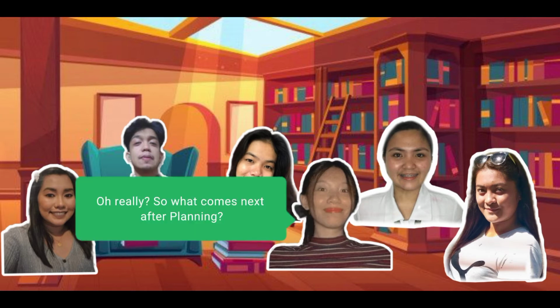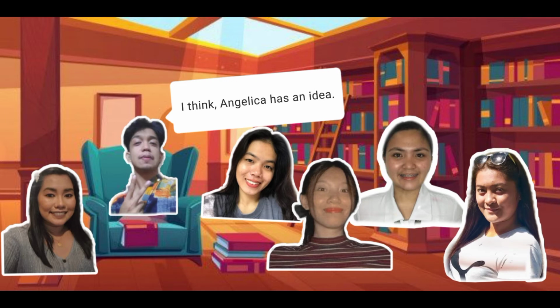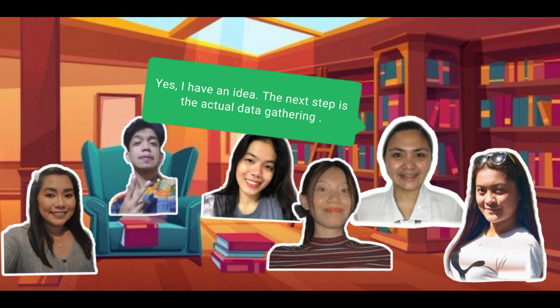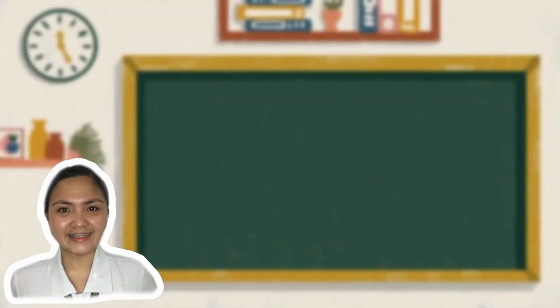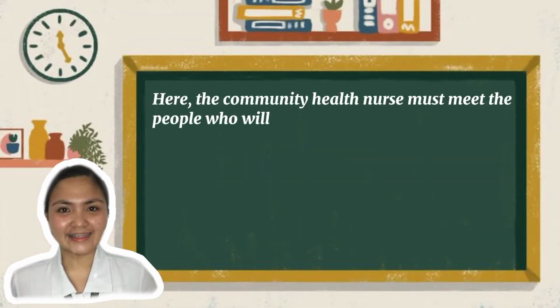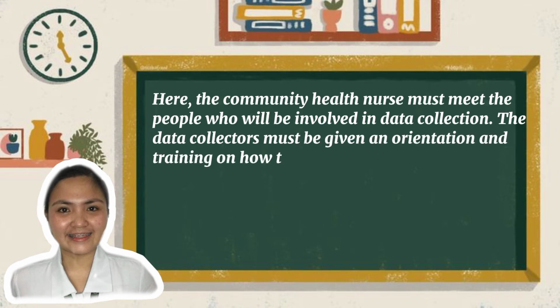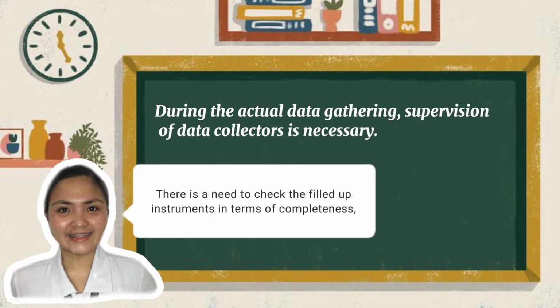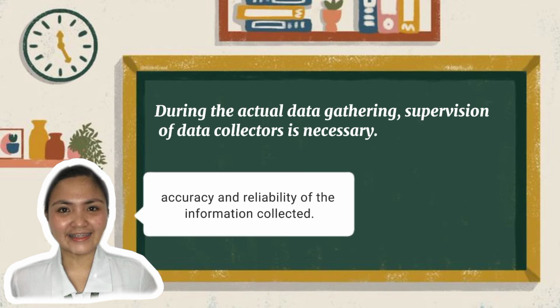Oh, really? So what comes next after planning? I think Angelica has an idea. Yes, I have an idea. The next step is the actual data gathering. Here, the community health nurse must meet the people who will be involved in data collection. The data collectors must be given an orientation and training on how to use the instruments. During the actual data gathering, supervision of data collectors is necessary. There is a need to check the filled-up instruments in terms of completeness, accuracy, and reliability of the information collected.